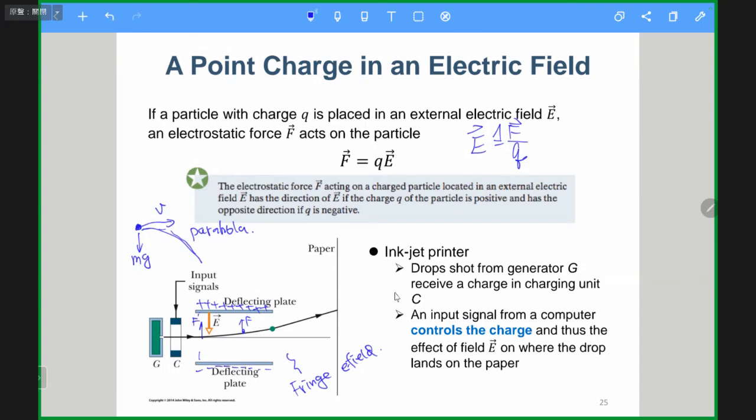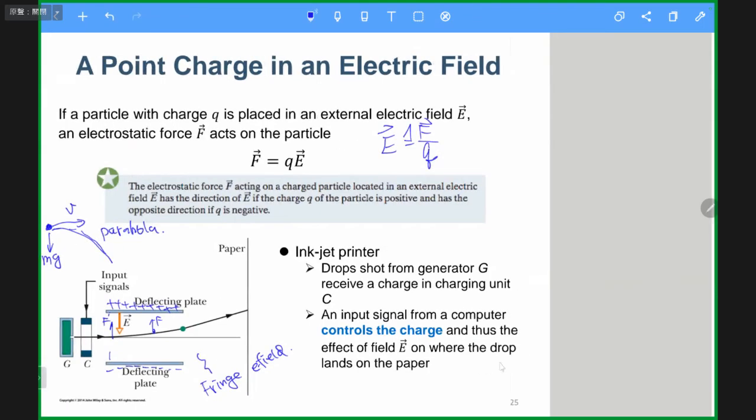Okay, so to control where you put the ink, you try to change the charge amount on the ink, then you can change which point it projects to. So the input signal from the computer controls the charge and thus the effect of the E field on where the drop lands on the paper. So this is the simple mechanism for the inkjet printer.